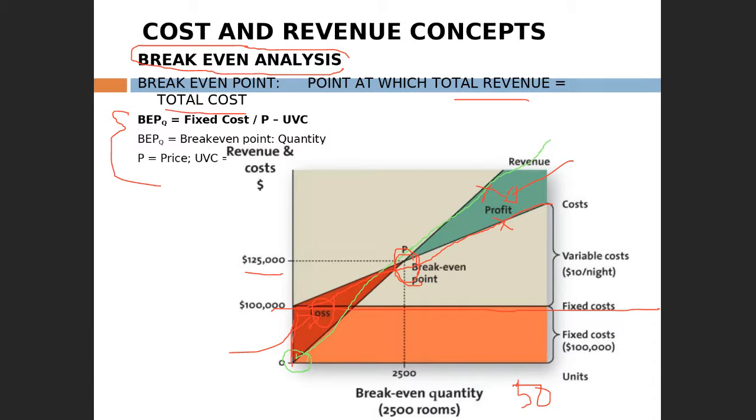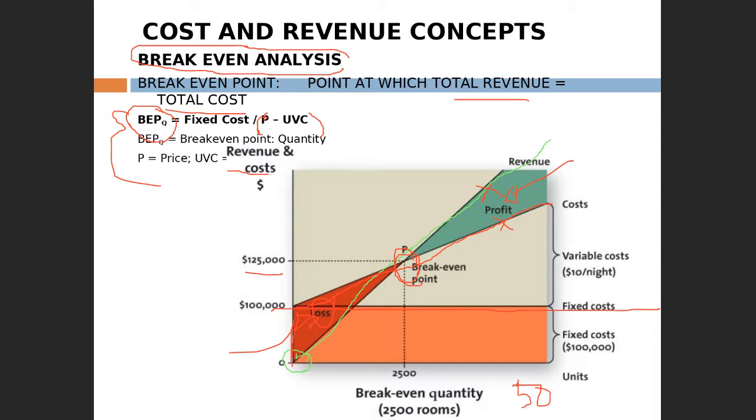Okay. So here something has vanished over here. So let me tell you what it is. So BEP, break-even point in terms of quantity, the quantity or sales volume at which you're going to break even is fixed cost in the numerator divided by, there should be a parenthesis over here, P minus UVC, which is in the denominator.